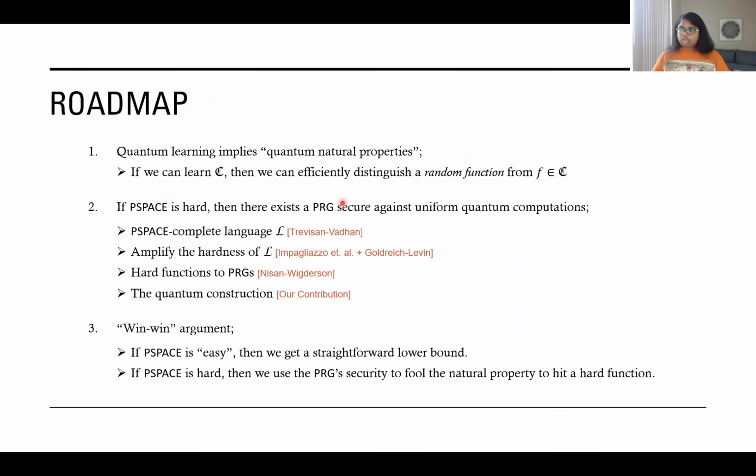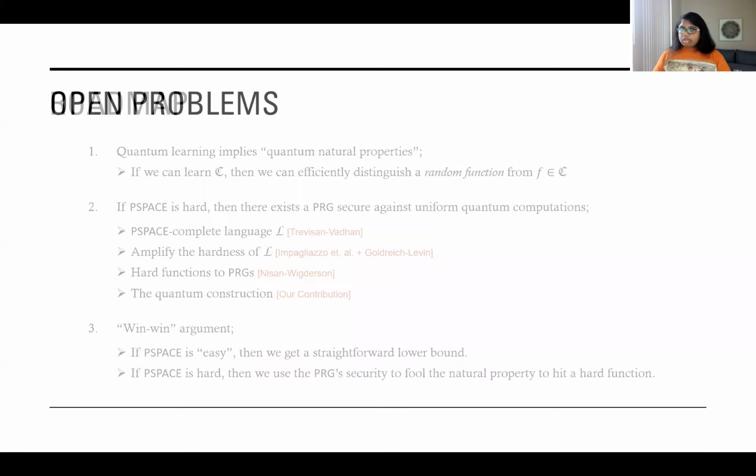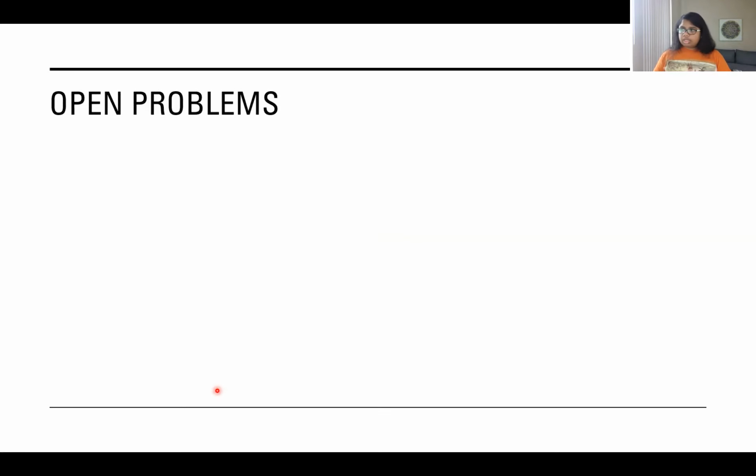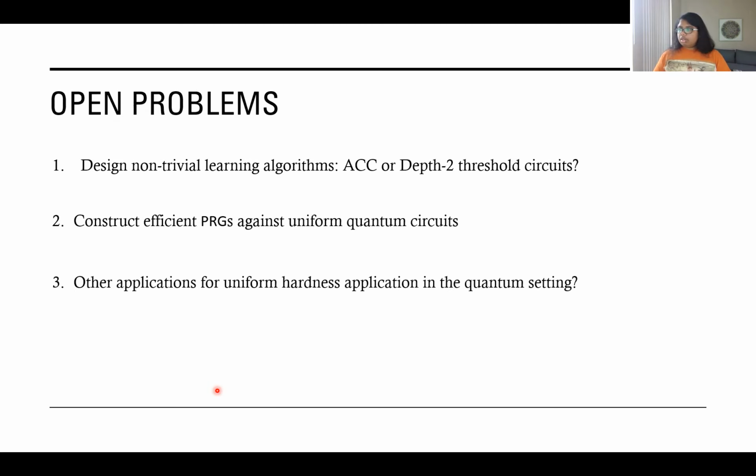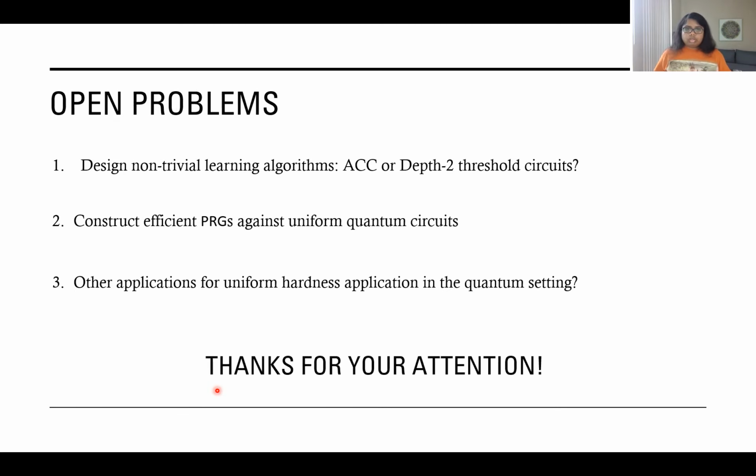This is the last piece of our roadmap, where you started with the learning algorithm implying a natural property. We constructed this PRG, and then we showed how to put both of those things together to prove our result. I will stop at this time because there's about 1 minute left, with some open questions. Thanks, and I'm happy to answer any questions.